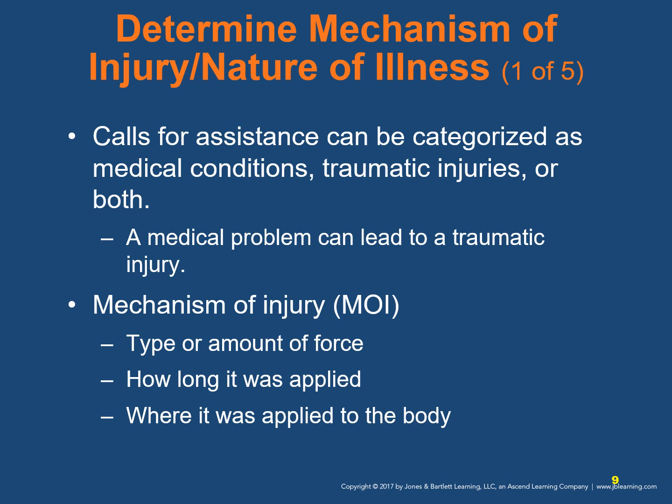Determining mechanism of injury, which is called MOI, or nature of illness, which is called NOI. Virtually all calls for assistance to which you may respond can be categorized as medical conditions, traumatic injuries, or both. A medical problem can lead to a traumatic injury. You will need to be able to identify the general classification and underlying issues of the emergency or emergencies to which you respond.